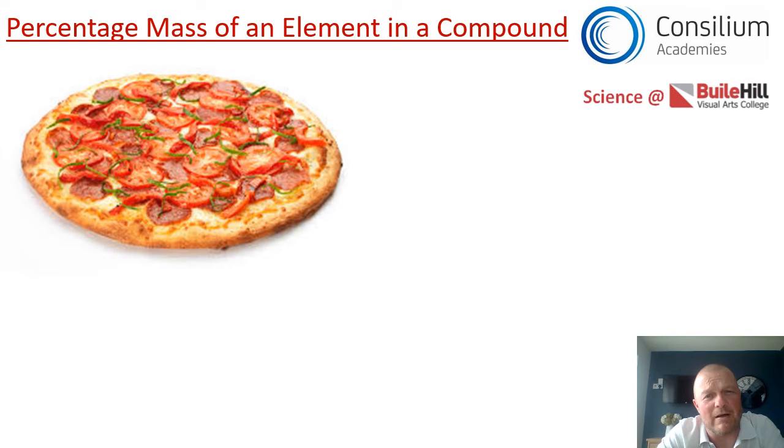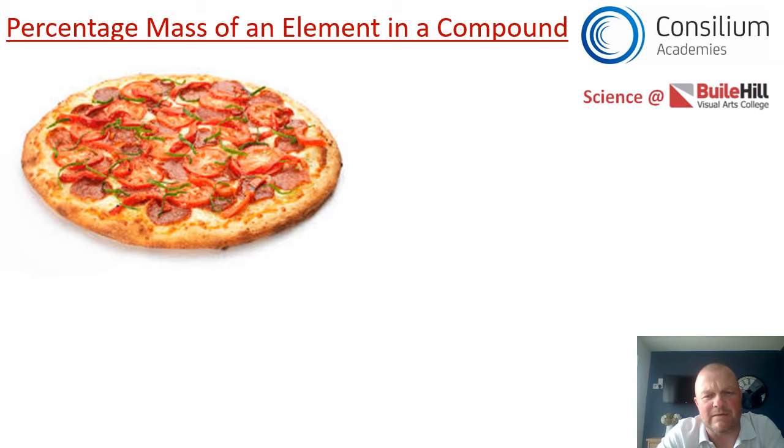I'm not going to lie, that is the best looking pepperoni pizza I think I've ever seen. And we're going to use that picture and the mass of that pizza as an analogy really for us to calculate the percentage mass of an element in a compound. Okay, so if you understand this, you've got a really good chance of being successful in today's lesson.